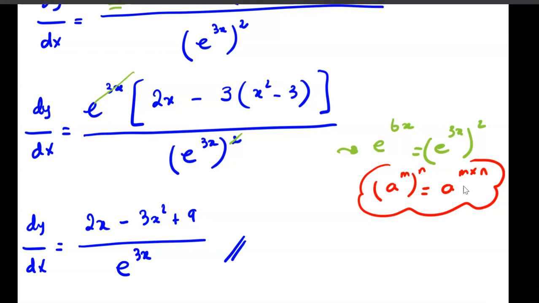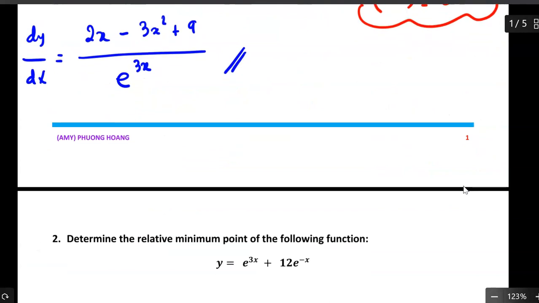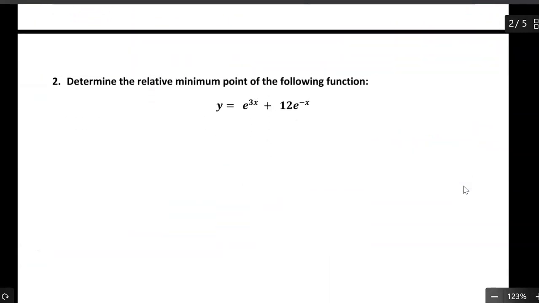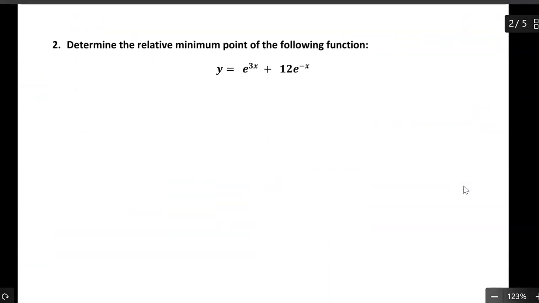Alright, so let's continue with the next question. This is one of the applications. Determine the relative minimum points of the following function. So I have this function y equal to e to the 3x plus 12 times e to the negative x.